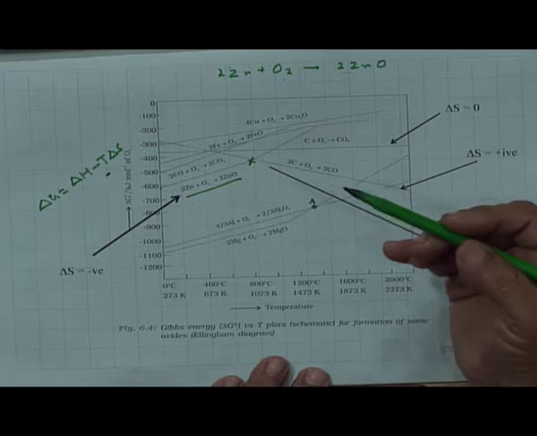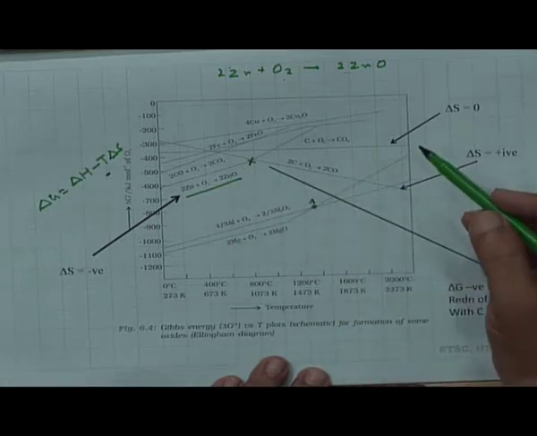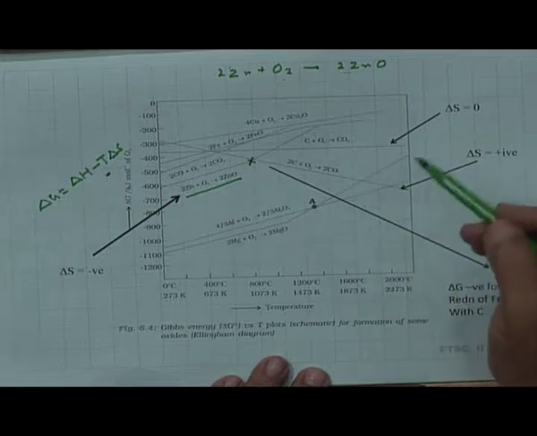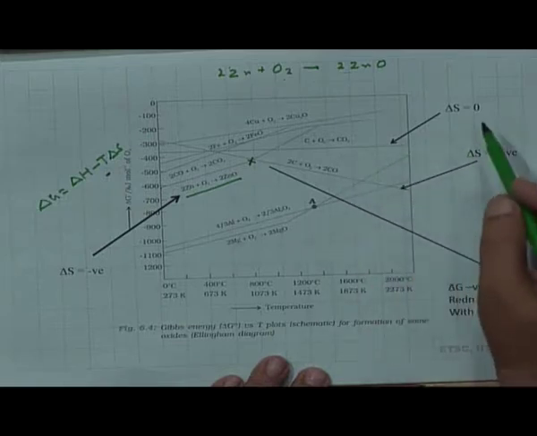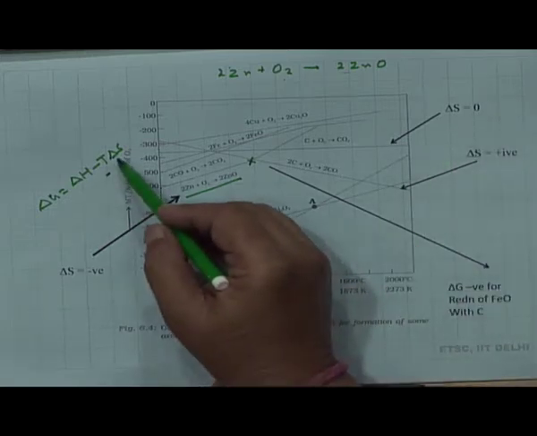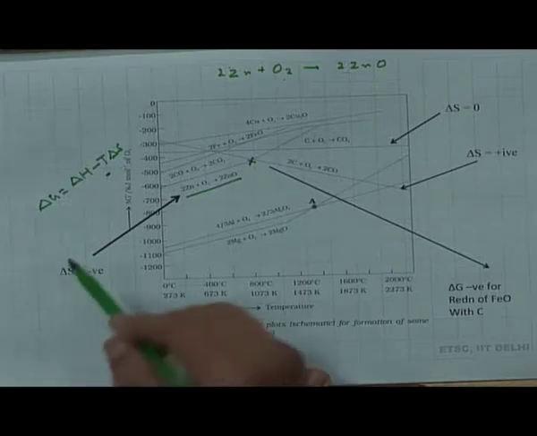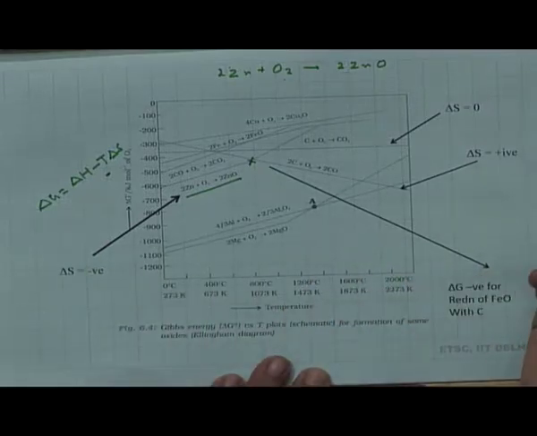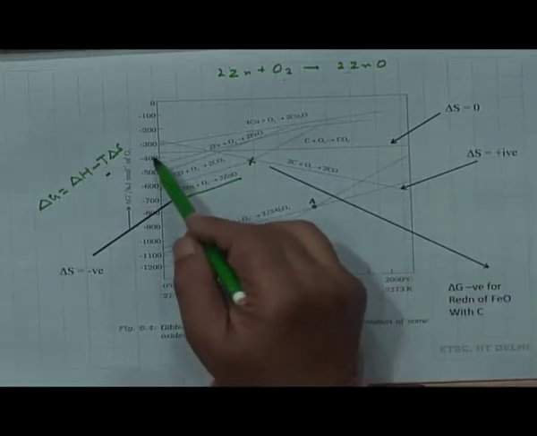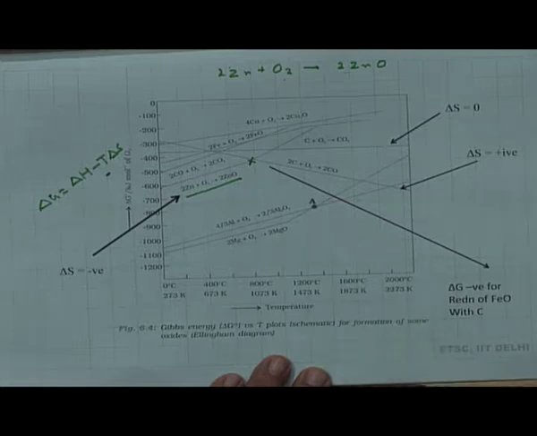So, what was the randomness with the reactants? The same randomness has remained or sustained with the products. So, delta S is 0. If in this equation delta S becomes 0, what will happen? Delta G will be proportional to delta H, and delta H is a constant quantity. So, the curve will be parallel to the x axis.